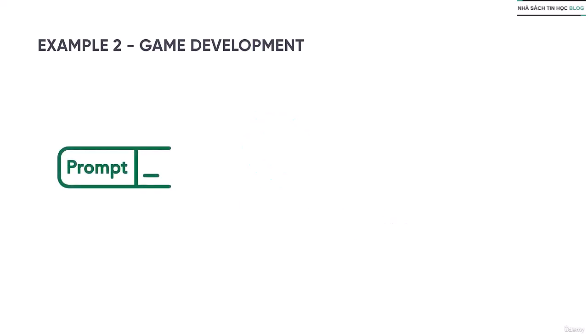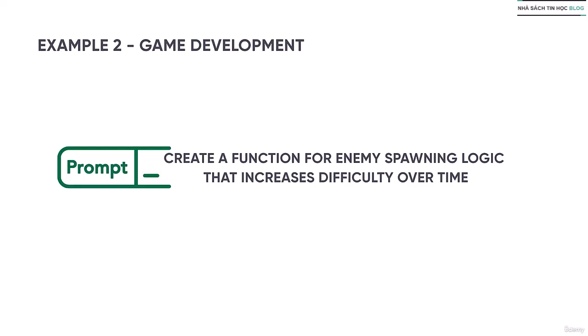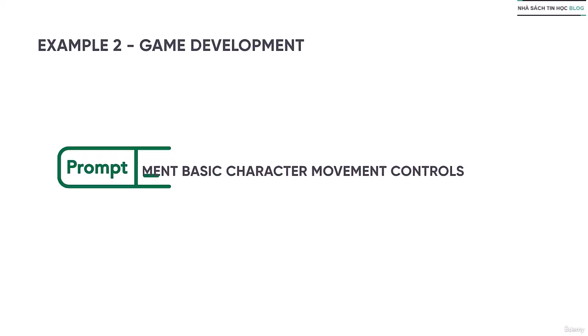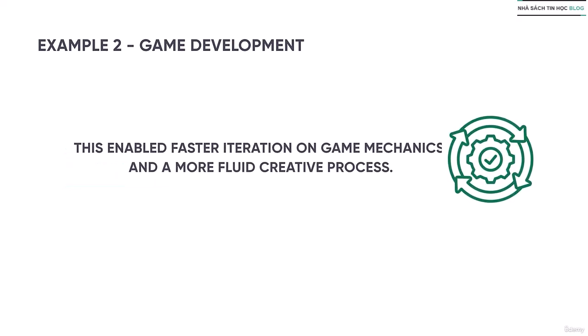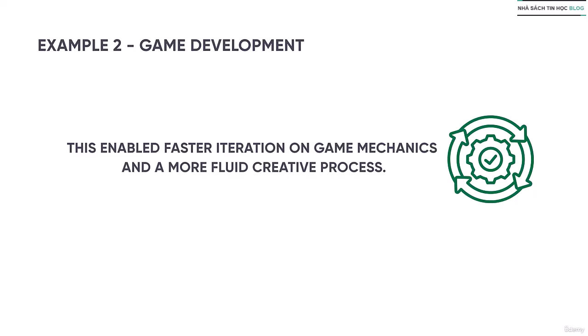Simple prompts like "create a function for enemy spawning logic that increases difficulty over time," or saying "implement basic character movement controls," generated functional code snippets instantly. This enabled faster iteration on game mechanics and a more fluid creative process.